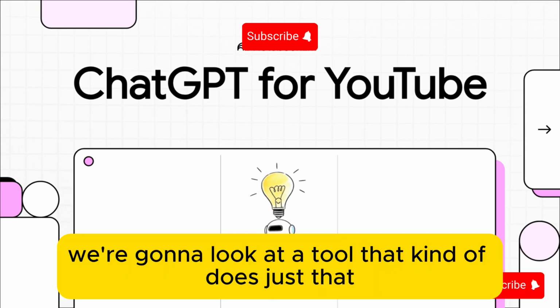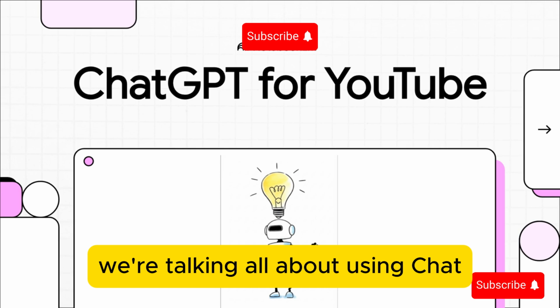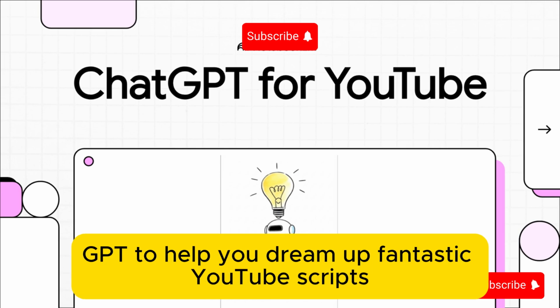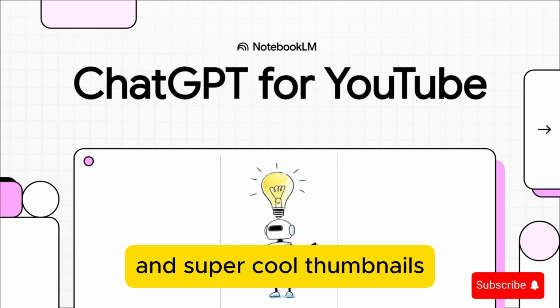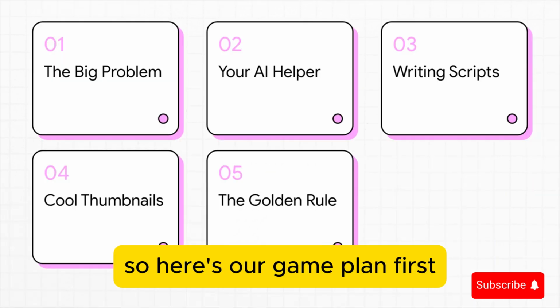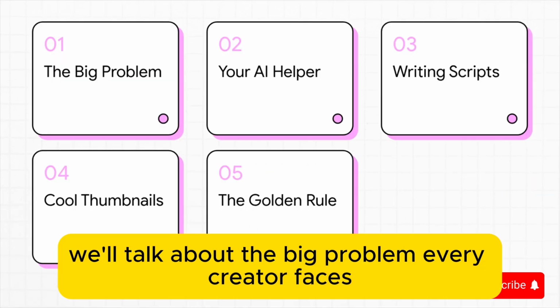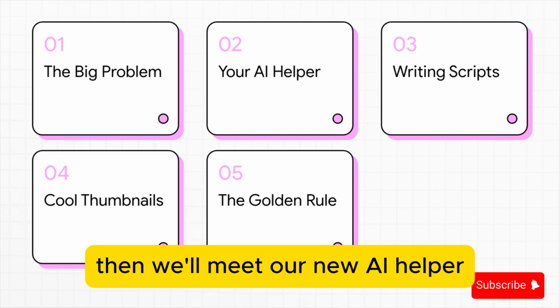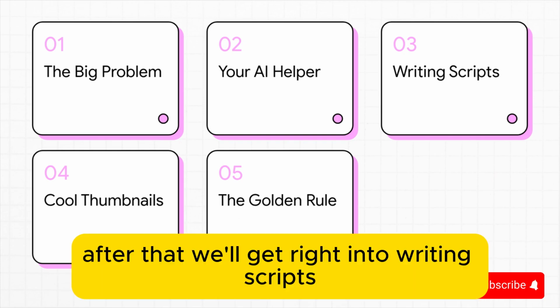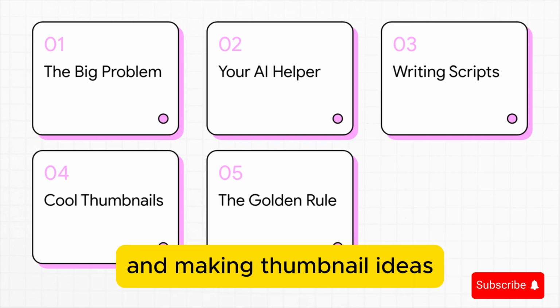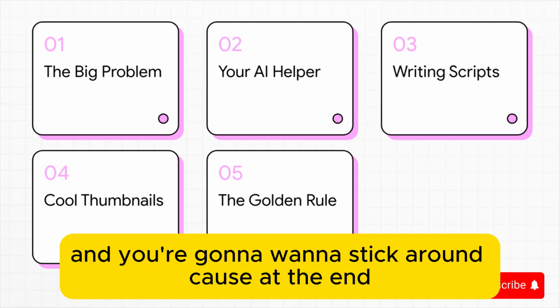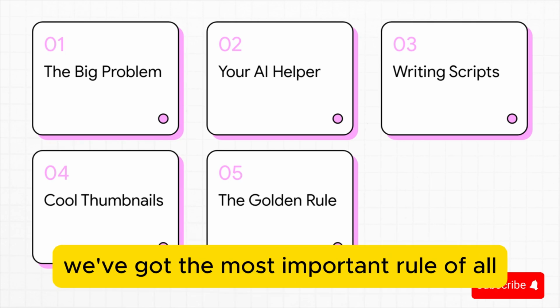Today, we're going to look at a tool that kind of does just that. We're talking all about using ChatGPT to help you dream up fantastic YouTube scripts and super cool thumbnails. So here's our game plan. First, we'll talk about the big problem every creator faces. Then we'll meet our new AI helper. After that, we'll get right into writing scripts and making thumbnail ideas. And you're going to want to stick around because at the end, we've got the most important rule of all.